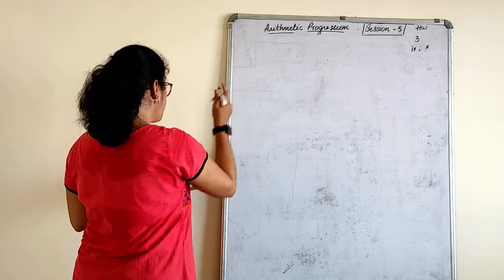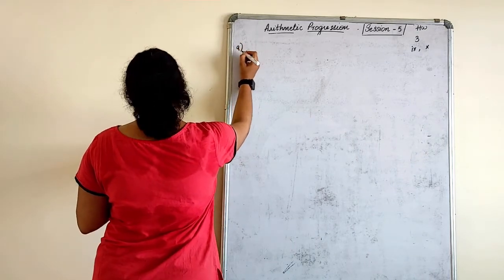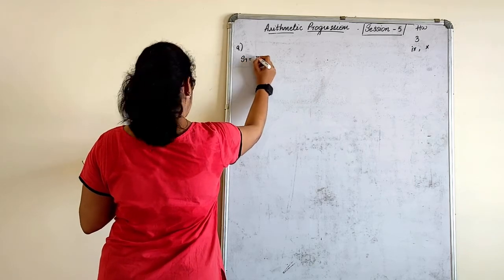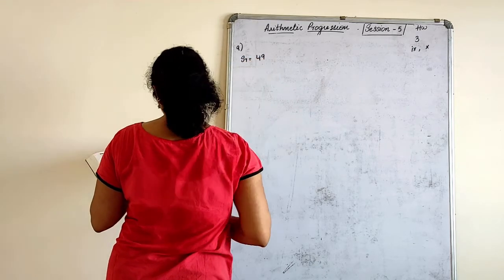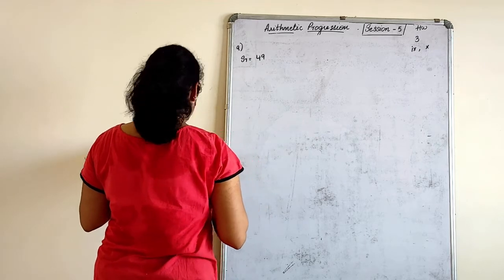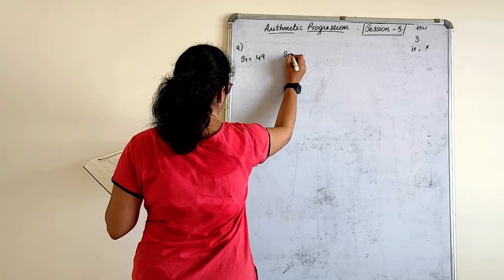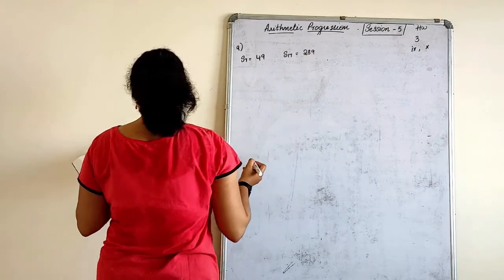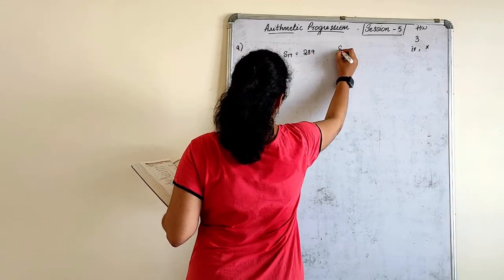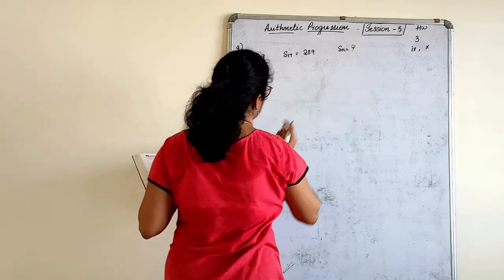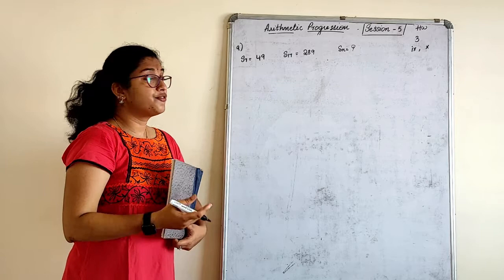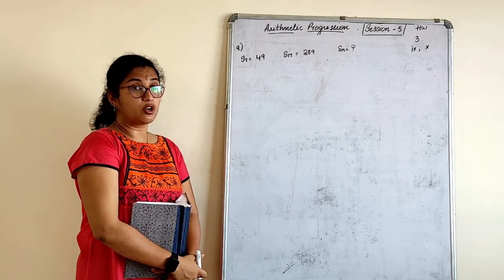Ninth one. If the sum of first 7 terms of an AP is 49 and that of the first 17 terms, S17, is 289, find the sum of first n terms. Now they have given S7 and S17. We have to find Sn, which means we need to find A and the common difference.